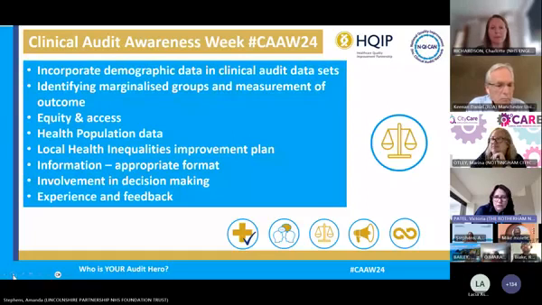And then I suppose the final point here that I've not touched on is information in appropriate formats, and also the right level of involvement in decision making for certain groups as well, just to make sure that this is equitable for all. So I think that's probably just a few key pointers to get you into that thinking mode around how we can make things better.